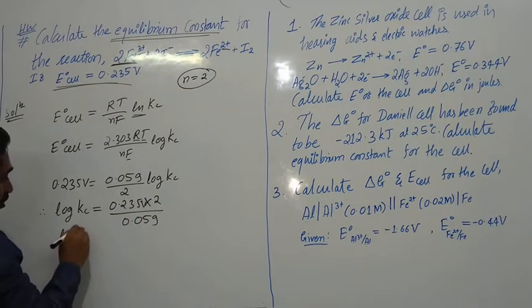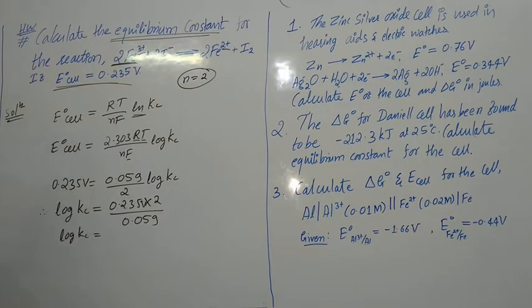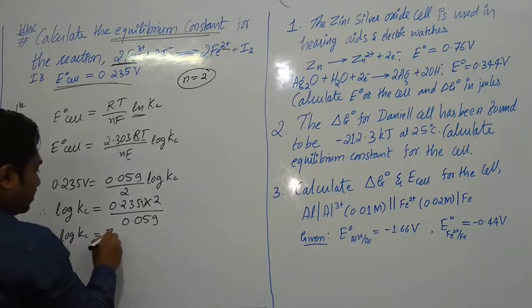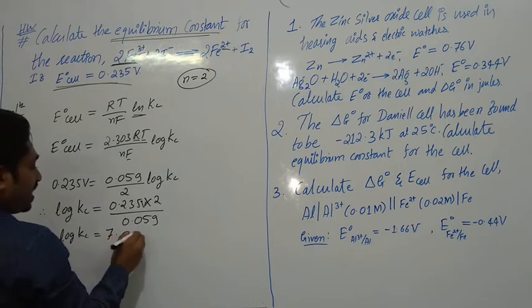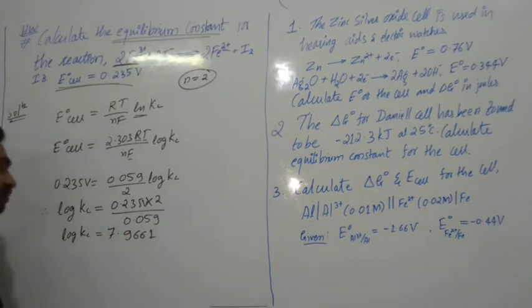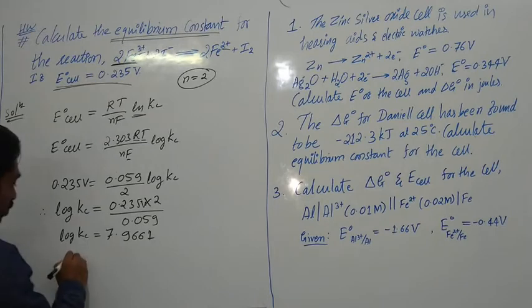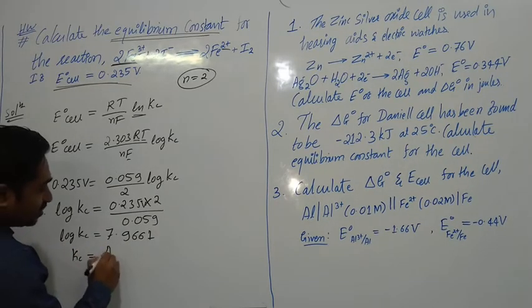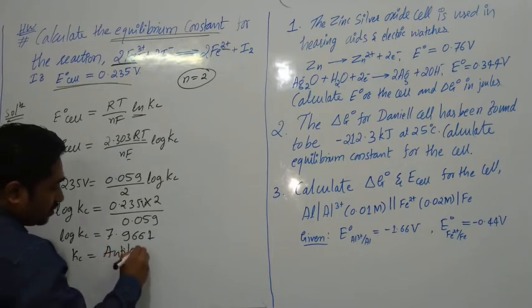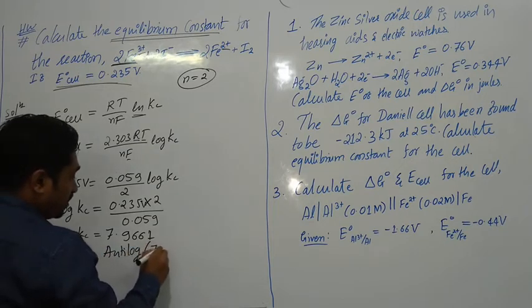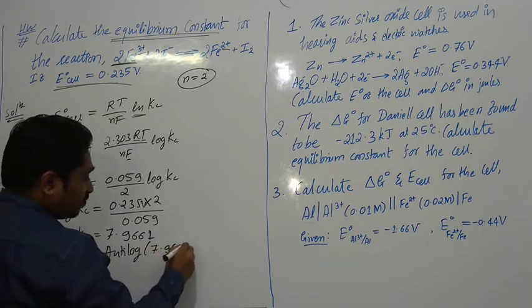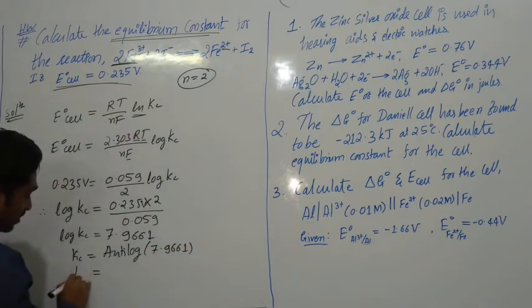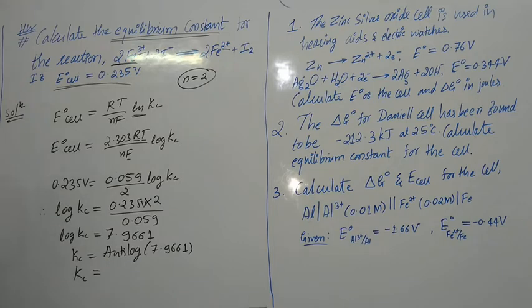Now log of Kc is equal to how much? Multiply. It is 7.9661. Now we want the value of Kc. Kc is equal to what? Log comes to this side and becomes antilog. Antilog of 7.9661. And you are also very familiar with how to calculate antilog of a number.